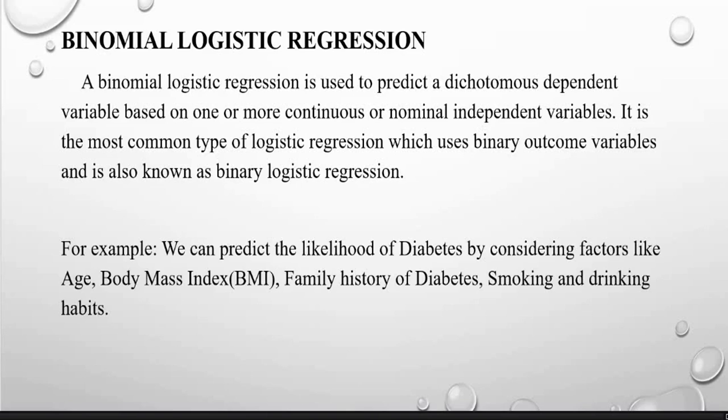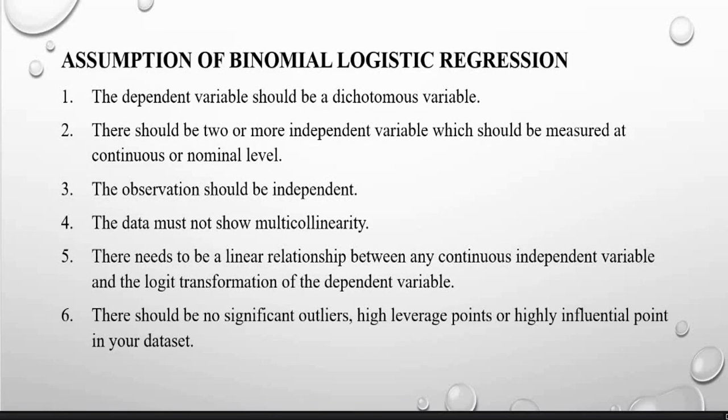So now before we go to STATA and learn about our data, let us first go through the assumptions of binomial logistic regression. So the first assumption is that the dependent variable should be a dichotomous variable. There should be two or more independent variables which should be measured at continuous or nominal level. The observations should be independent. The data must not show multicollinearity. There must be a linear relationship between any continuous independent variable and the logit transformation of the dependent variable. And lastly, there should be no significant outliers, high leverage points, or highly influential points in your dataset.